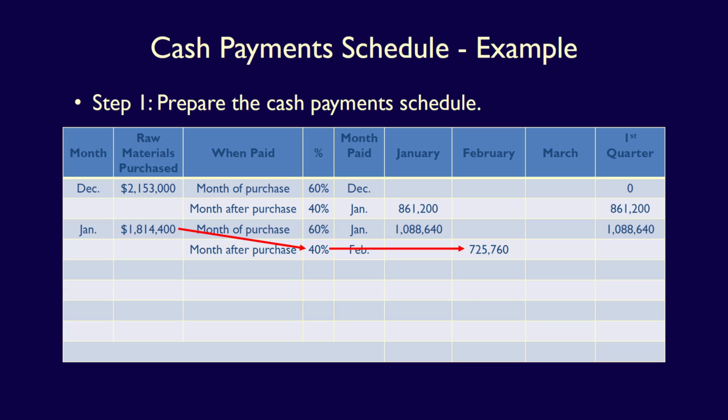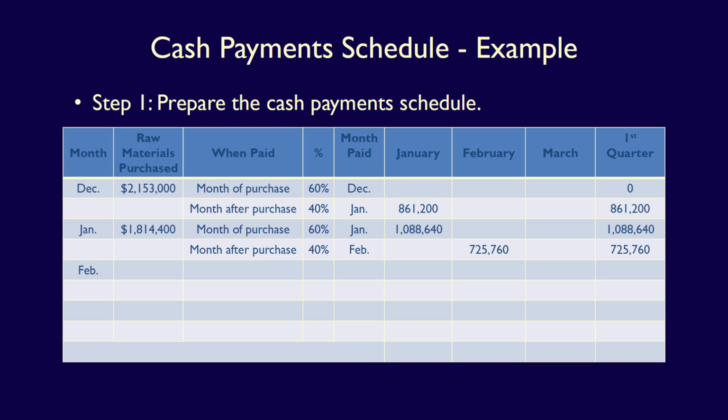Raw materials purchased of $1,814,400 multiplied by 40% is equal to $725,760, which is placed in the February column. Of the purchases made in January, a total of $725,760 will be paid in February. We can now calculate the total for the first quarter, which is January of 0, $725,760 for February, 0 for March, total of $725,760 for the first quarter.